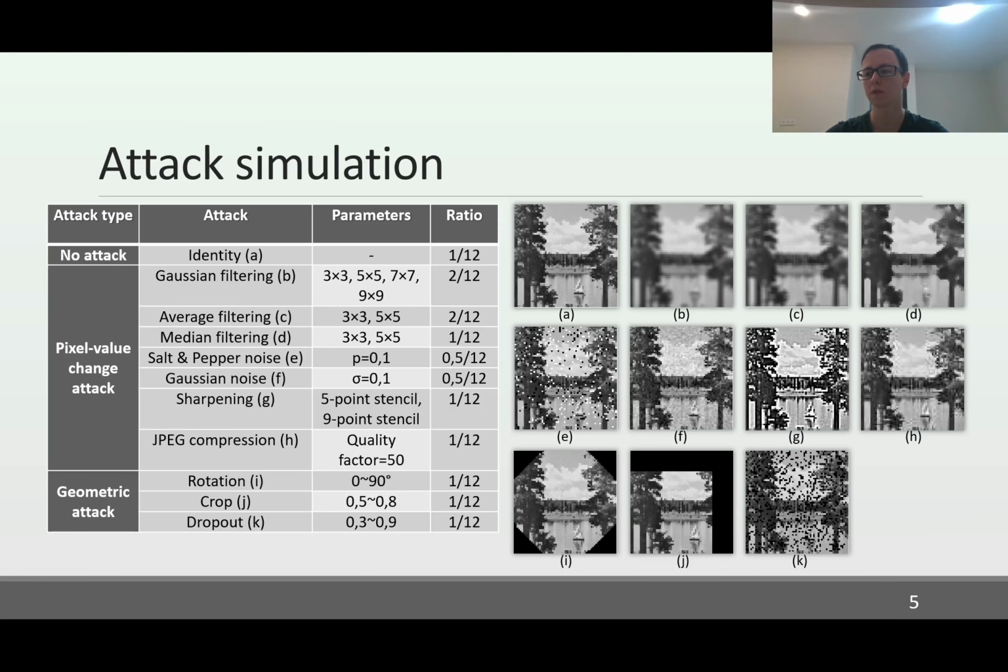To improve the robustness, we used several pixel value change attacks and geometric attacks. The whole list of attacks with their parameters and their probability of occurrence during training are presented in the table.